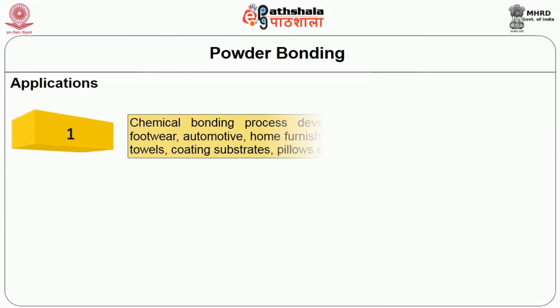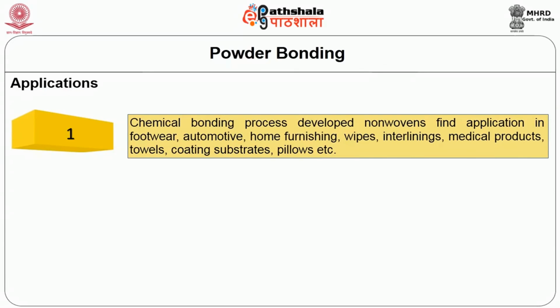Applications. Chemical bonding process developed non-wovens find applications in footwear, automotive, home furnishings, wipes, interlinings, medical products, towels, coating substrates, bedding products, furniture applications, apparel, pillows, etc.